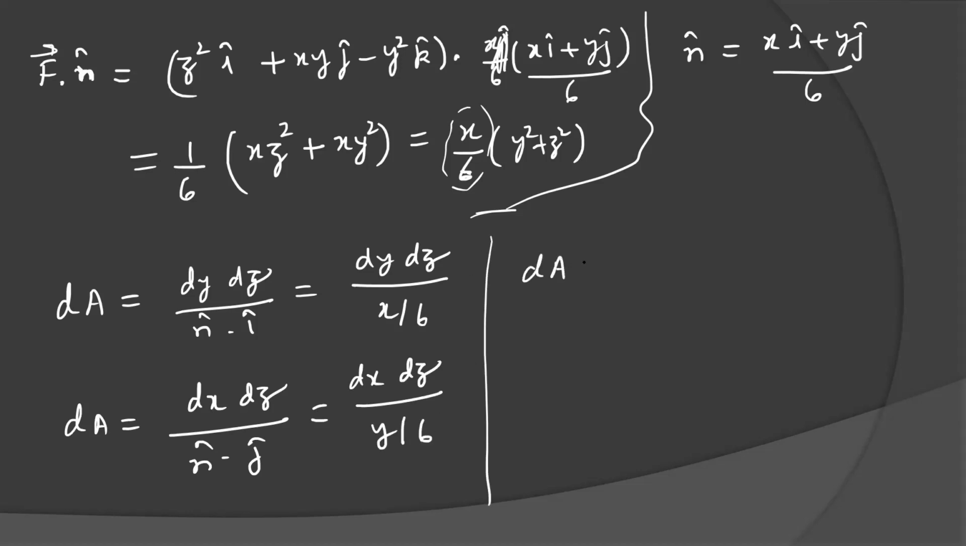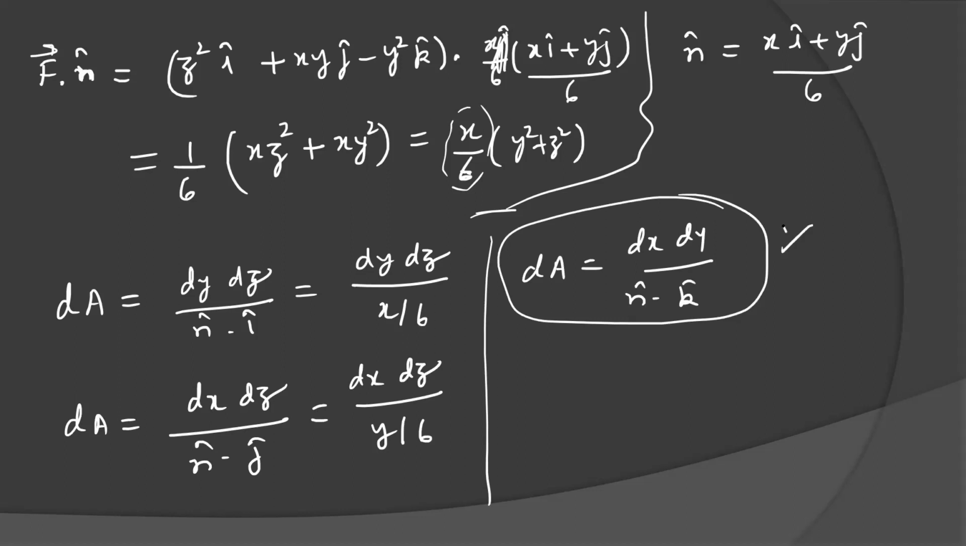And the third dA is dx dy over n dot k. This projection is not possible because n dot k is 0, so it will not be defined. Actually, your given surface is in 2 dimensions, so this expression we cannot take. So we have 2 choices for dA. We can take this expression or that expression for dA.